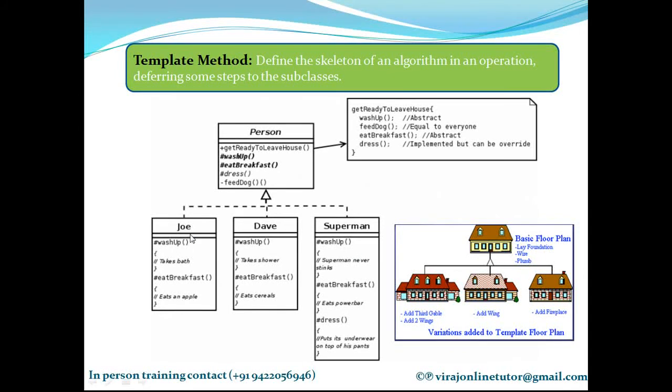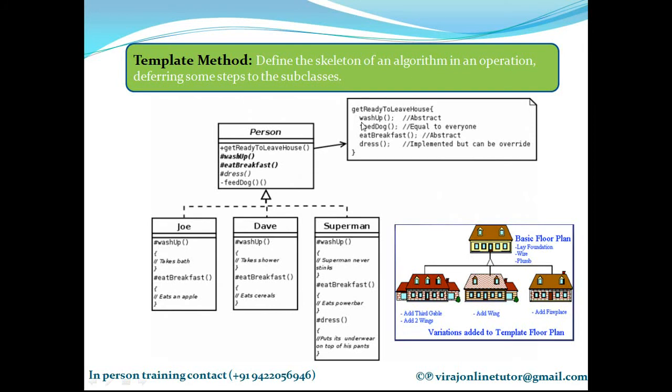So wash up to Joe is he takes a bath. Wash up to Dave means he takes a shower. Wash up to Superman means Superman never stinks. So he never does a wash up. But you always need to have a placeholder there. You need to write there saying nothing to do, but you need to definitely have a placeholder because wash up is an abstract method on top.